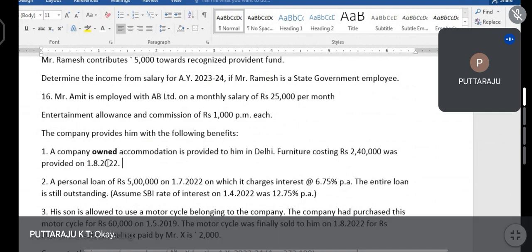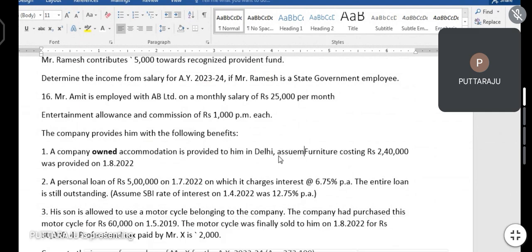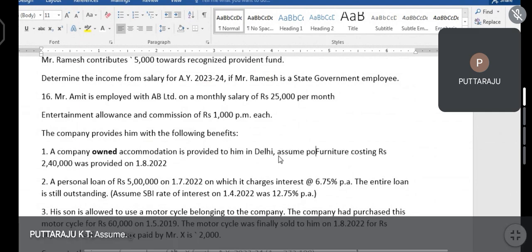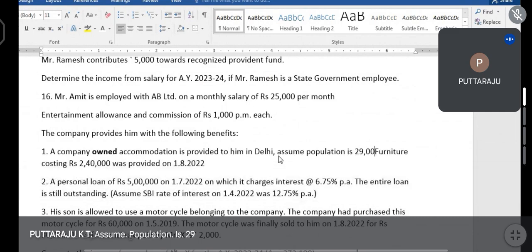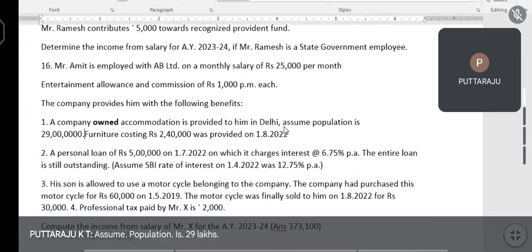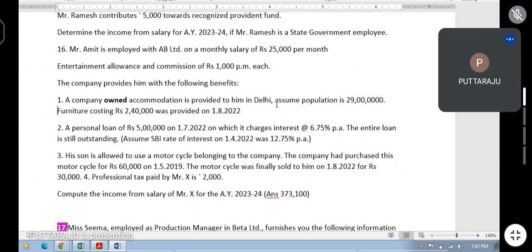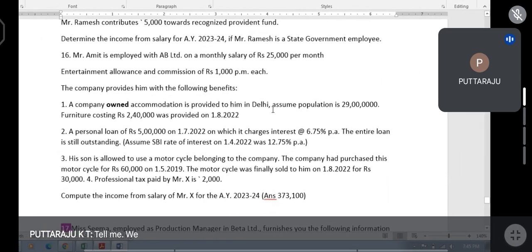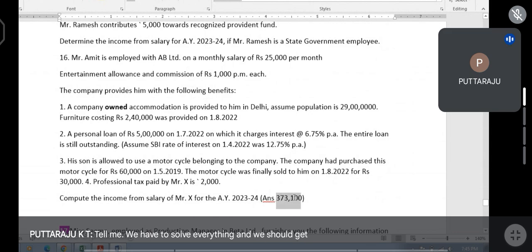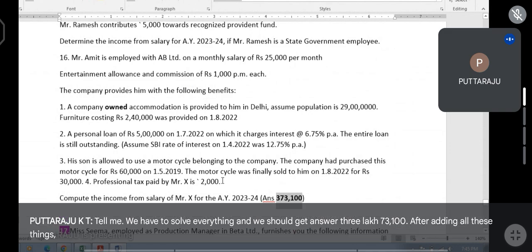Okay. Tell me, Delhi. Assume population is 29 lakhs. Tell me. We have to solve everything and we should get answer 3,73,100 after adding all these things. Okay.